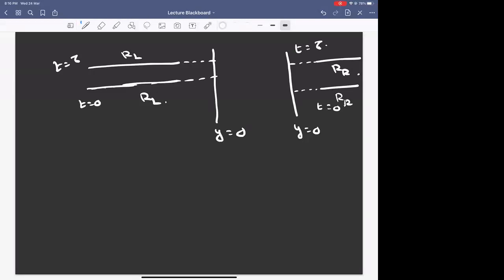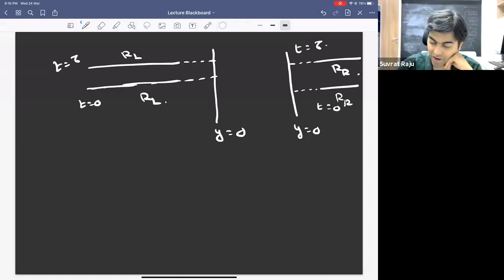But I don't really see why the entanglement should now change. Sorry, I made it very confusing because I drew y equal to 0 and I also drew time on top. I should have drawn a snapshot. Why will the entanglement change?